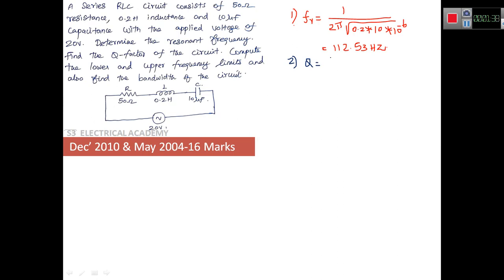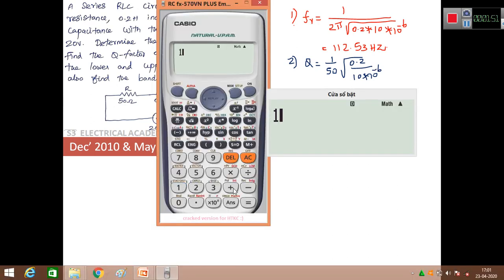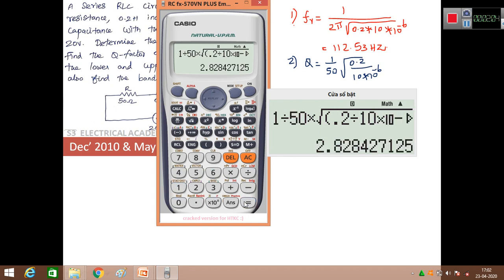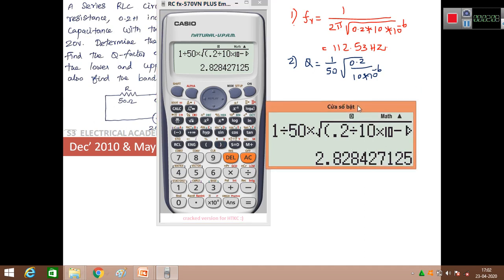Next, Q factor is equal to 1 by R root of L by C, that is 1 by 50 into root of 0.2 Henry divided by 10 raised to power minus 6, which is equal to 2.82. If we round off this value, the quality factor is 3.